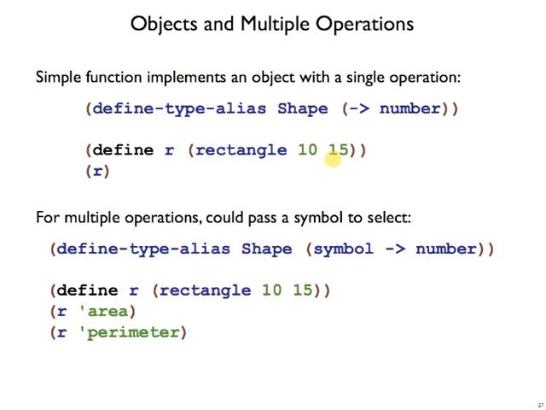A possible way around this is to, when you call the function, pass in a symbol that says which operation you want. So this is a very literal translation of the idea that you pass an operation to an object. So if I make a shape take a symbol and return a number, then I can pass the symbol area to get the area of the rectangle, or perimeter to get the perimeter of the rectangle.